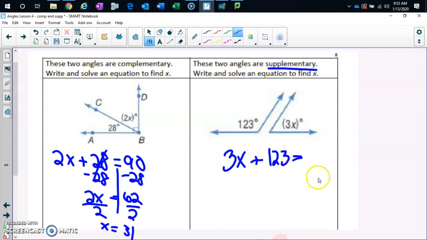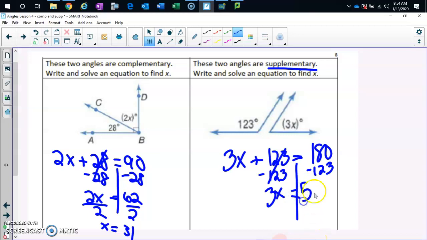Equals what? What did you say they added up to? Yeah. You told me what the equation was going to be, right? You said supplementary means they add up to 180. So add them up to 180. Subtract 123. And I get 3x is what? 57, yeah. Divide both sides by 3. How do I know that 57 is divisible by 3? What's 5 plus 7? 12. 12 is divisible by 3. So I get x is, what do we get? 19?